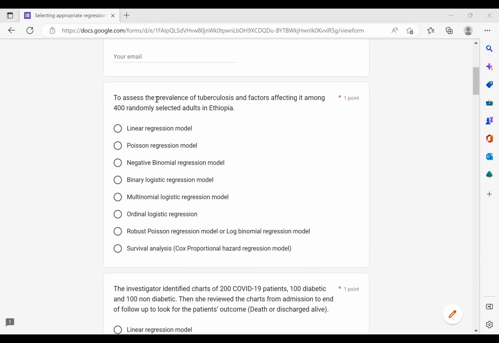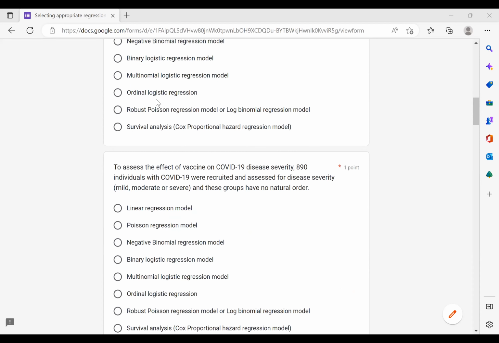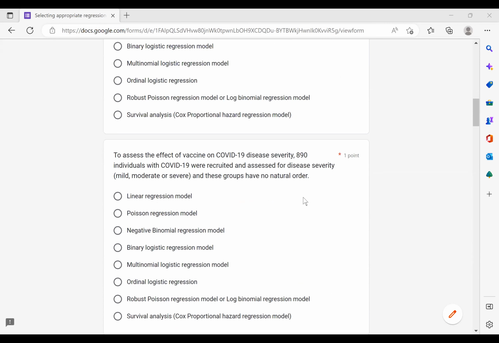Great. So for an analytic cross-sectional study, in which we're interested in assessing the outcome itself, which is either yes or no, thank you, presence or absence of TB, then it's a binary logistic regression model. Great. So most of you have got it right. I just want to make sure we all are on the same page.